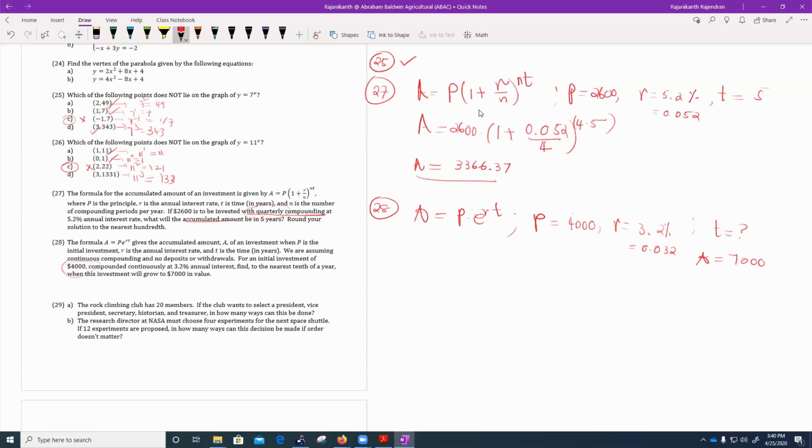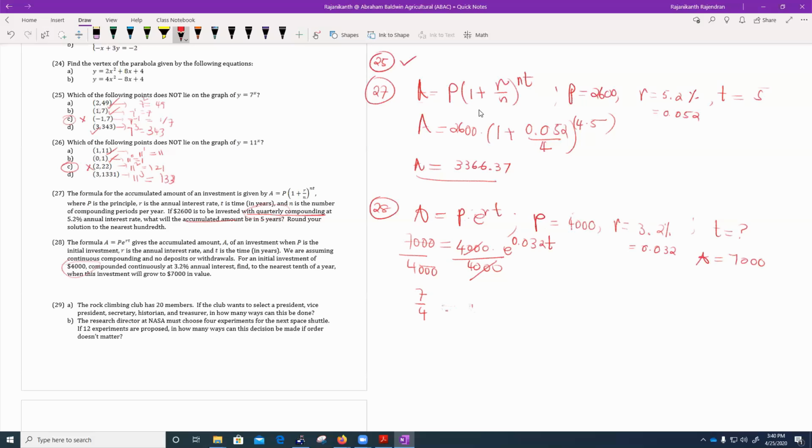Okay, so I'm using this formula and I'm finding T now. So A is now 7,000, equals 4,000 times e to the power R, which is 0.032, times T. I don't know T. Okay, so we need to solve for T. First, let's get rid of this 4,000 by dividing 4,000 both sides. So this will be cancelled. So if you simplify this will be 7 over 4.